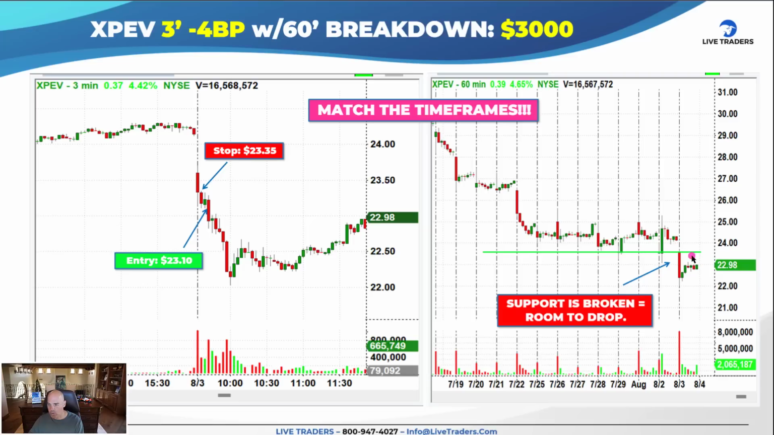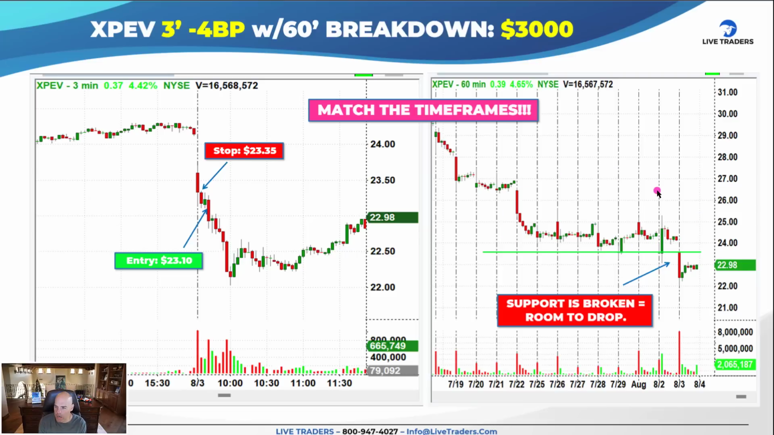Support is broken, room to drop, right? It could be a 1-minute breakdown. You're right, Chris. But what are we doing again? We're matching the time frames. And then what happens? It drops a lot, and you get this little double bottom retest. And over here around 11:30, you might, I stress, be able to go long on this on a micro time frame. But it all started with the 60-minute breakdown, right?